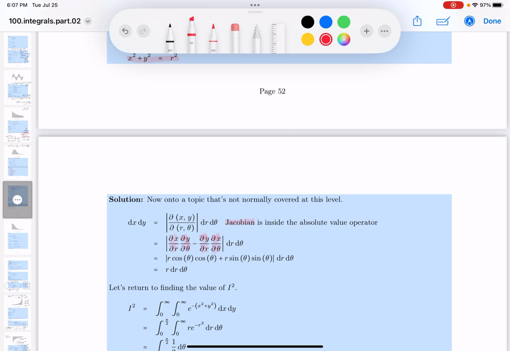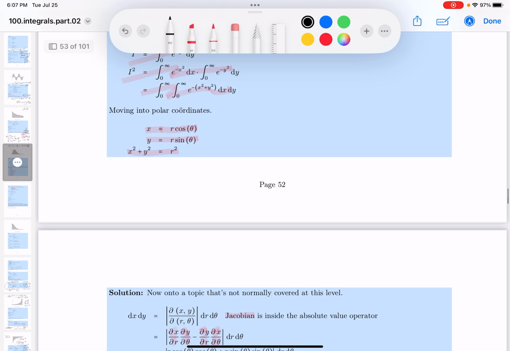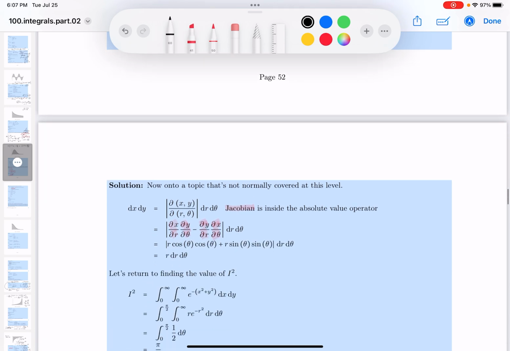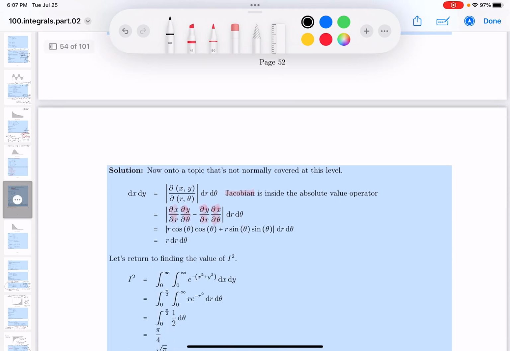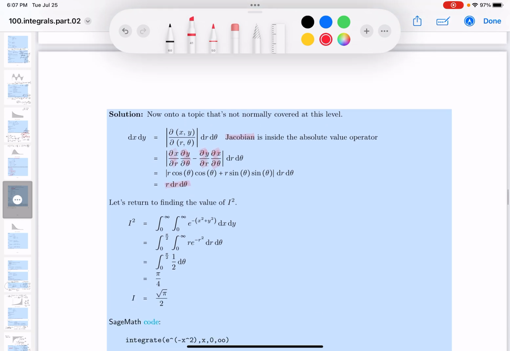So, the partial of x with respect to r, the partial of y with respect to theta. I'm differentiating these guys up here. You can look at that if you like. And it simplifies really nicely. This thing over here, that's amazing, all right? So I just pop it in.